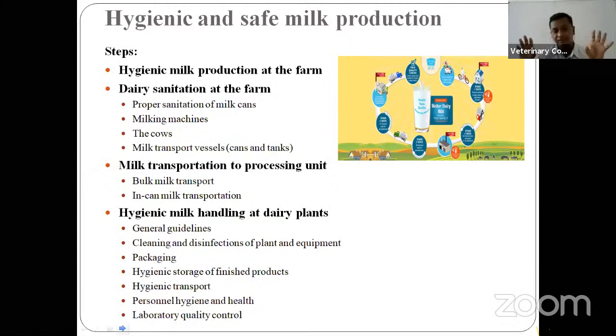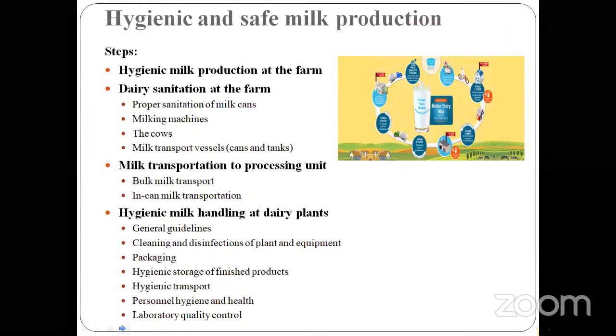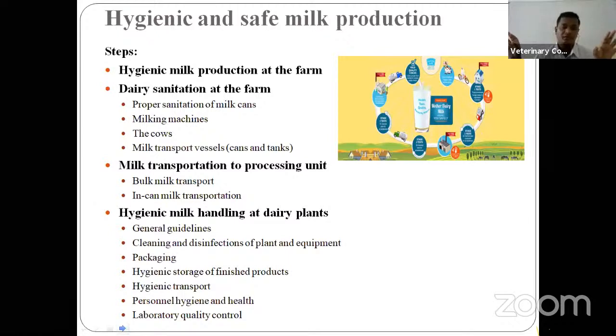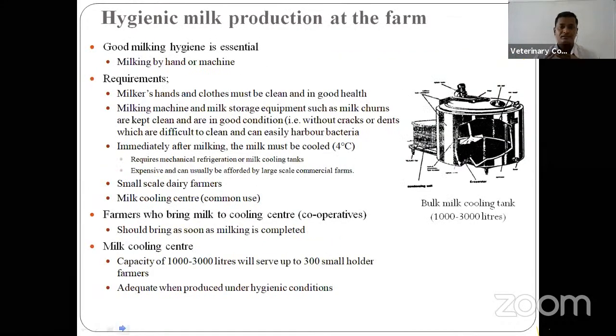Within the farm, there are certain general guidelines that we have to follow. We have to clean and disinfect all the plant, equipment, premises, everything, aseptically packaged. And if it has to be stored, there should be proper storage of the product and proper transportation of the product. All these things we have to ensure. This is what hygienic milk production practices are. Here the term milk also includes milk products. Let us begin with the primary production unit.